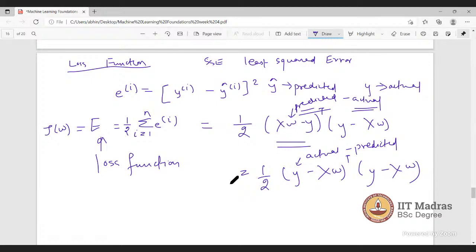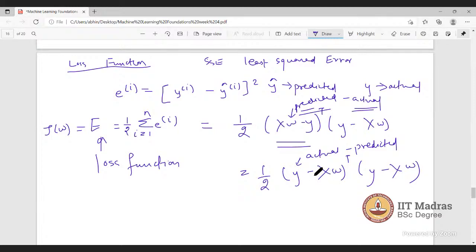So any doubt in this? Sir, don't you think that if the first expression is y minus xw, the second expression should also be y minus xw? We can't write it the other way, because suppose the first element of y minus xw is minus 4. The next, xw minus y, will become 4. If I take a dot product, I'll get minus 16, not 16. No, but my intention is to get 16 only. See, why will you get 16? Because in both there will be minus 4.